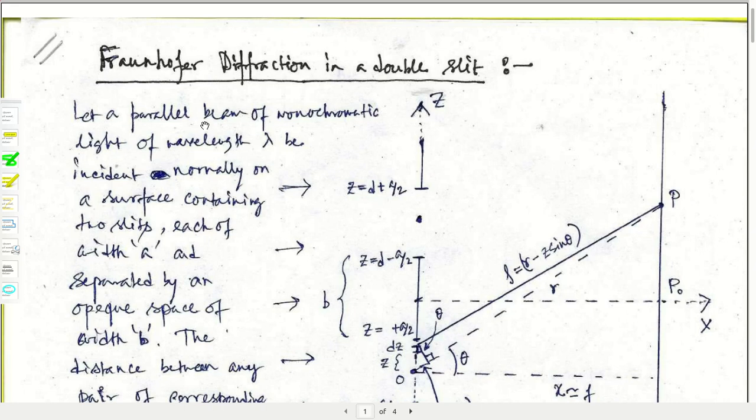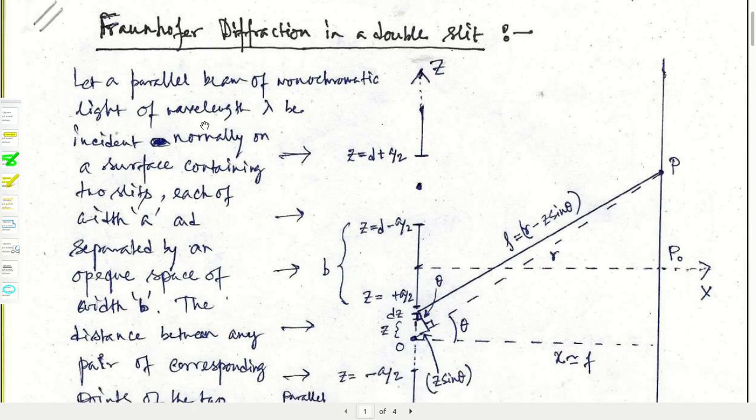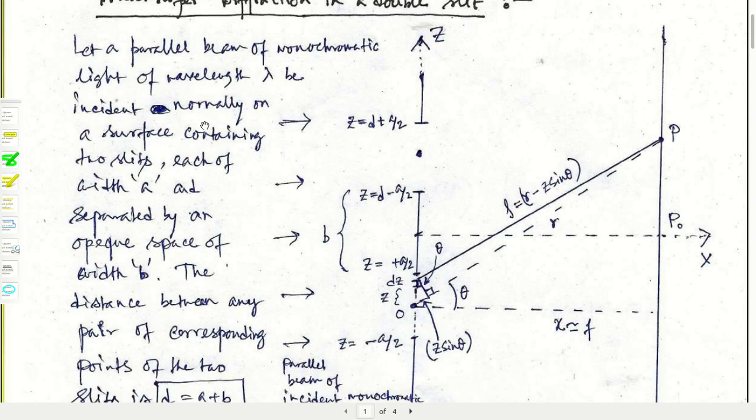Today we are going to learn the Fraunhofer diffraction in double slit experiment, which was discussed earlier in our interference class, the Young's double slit experiment. And later took a look on this picture where two slits, each of width a, are separated by an opaque space of width b. So there are some corresponding points between the two slits.